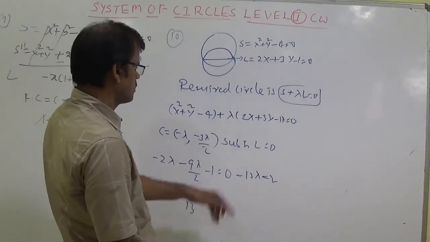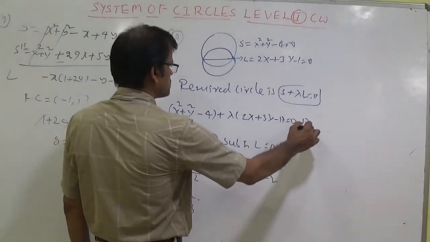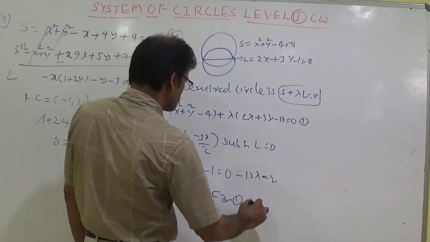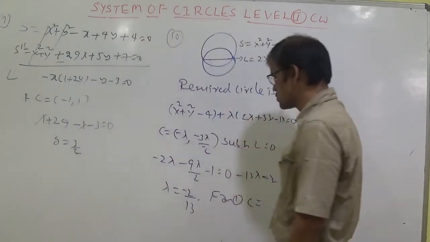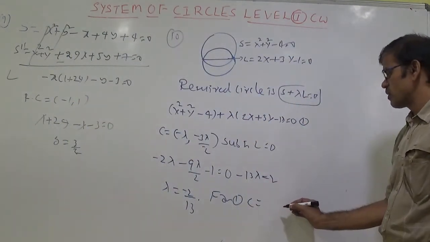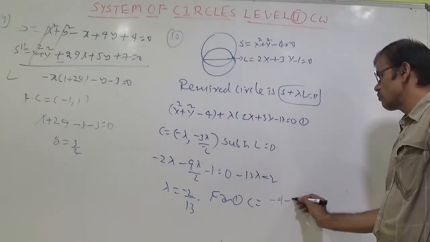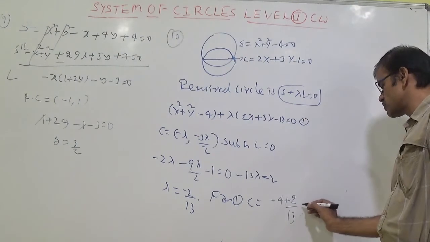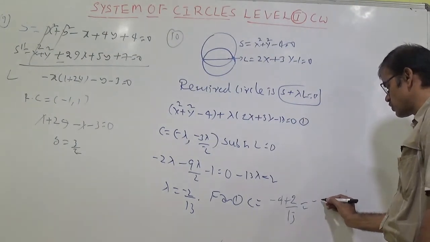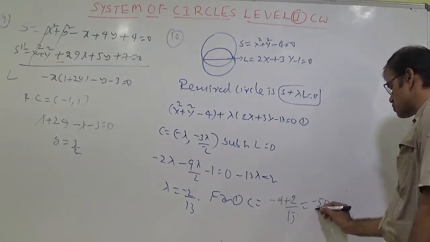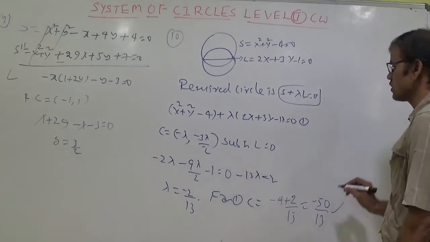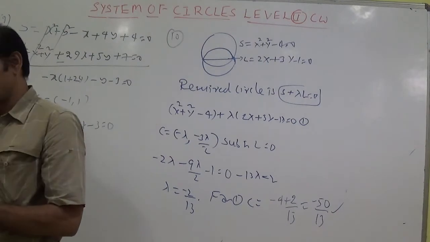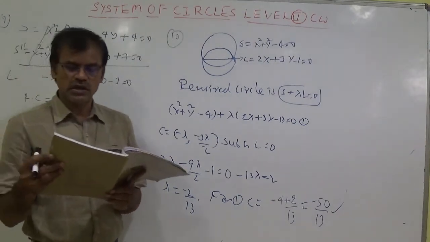Substitute here, call this 1. From 1, C is simply the constant. You can understand here minus 4 plus 2 by 13, minus 4 plus 2 by 13, 13 4s are 52, minus 52 plus 2 becomes minus 50 by 13. Minus 50 by 13 is the constant here. Fourth option is the answer.